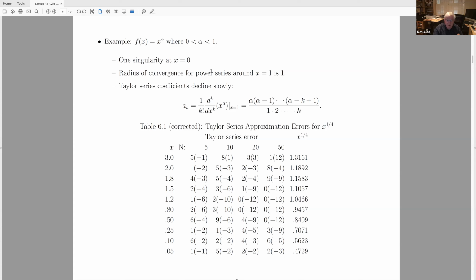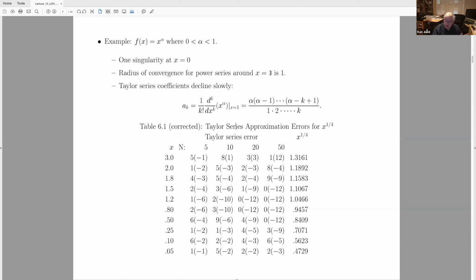The radius of convergence for the power series around x equals 1 is 1. So if you're sitting at x and you construct a Taylor series to the infinite order, that power series will converge only at the points z that are within distance 1 of 1, because it can't converge at x equals 0.